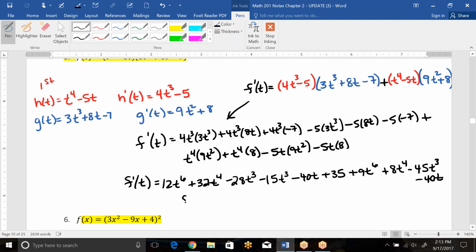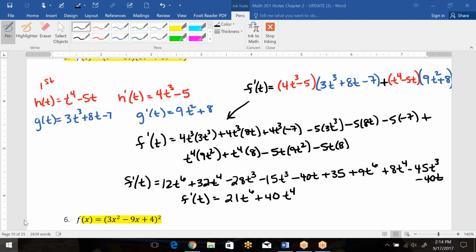So combining like terms, we're going to have the following. 12 plus 9 is going to be 21t to the 6th. And then we have 32 and 8. Those are our only t to the 4ths. So 32 plus 8 is plus 40t to the 4th. Then we have negative 28 and negative 15 and negative 45.